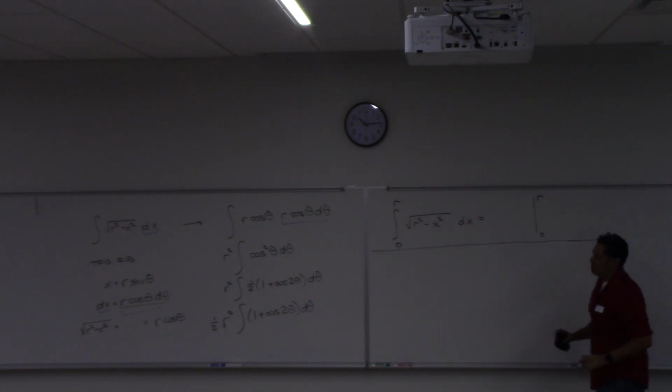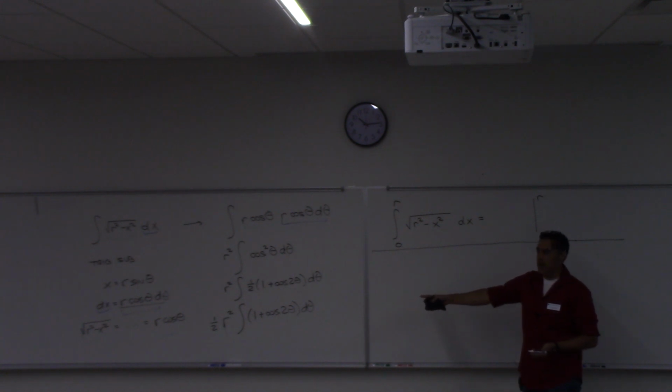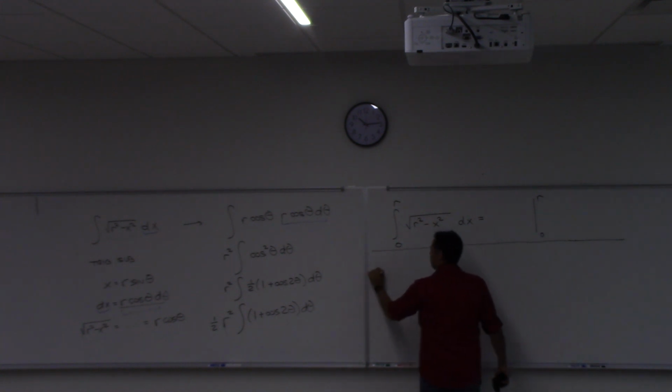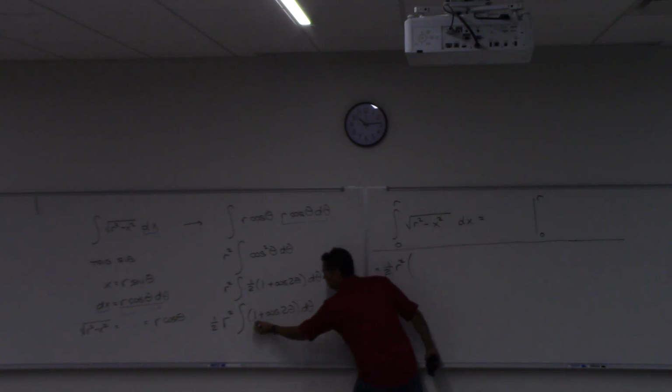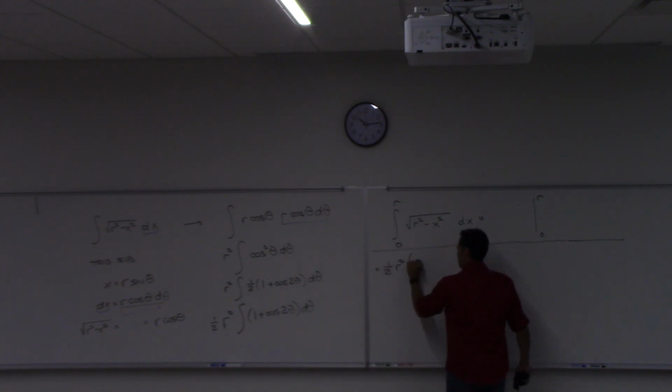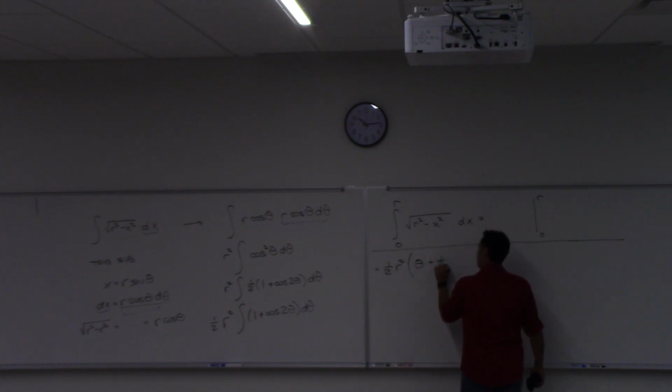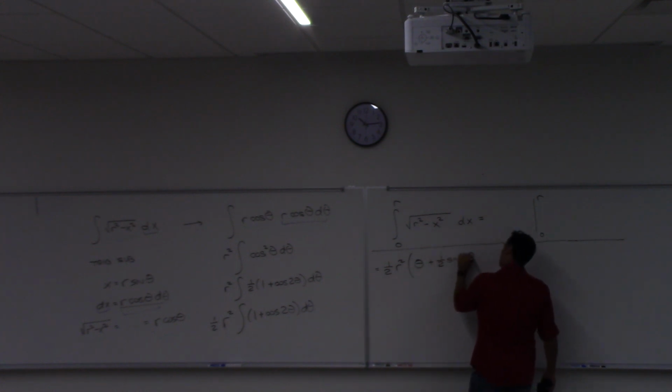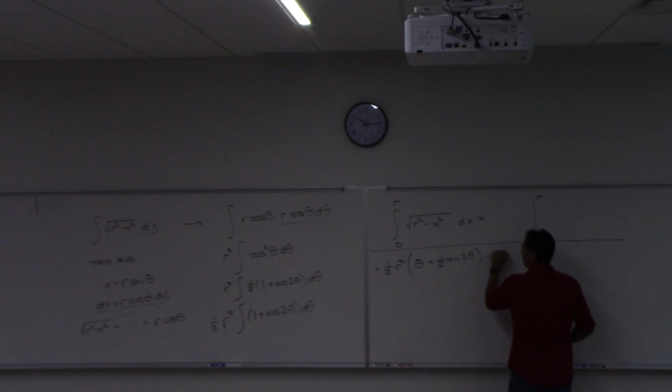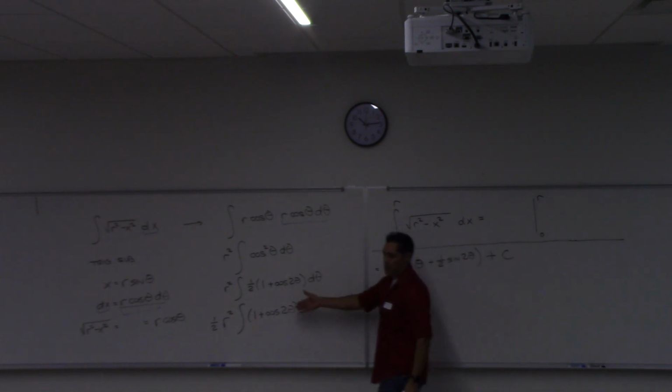All right, I think we can do our antiderivative now, right? So 1/2 r squared, antiderivative of 1, theta. Okay, this we've done a few times. It's 1/2 sine 2 theta when you do that antiderivative. Then plus c, because I'm doing an indefinite integral right now.